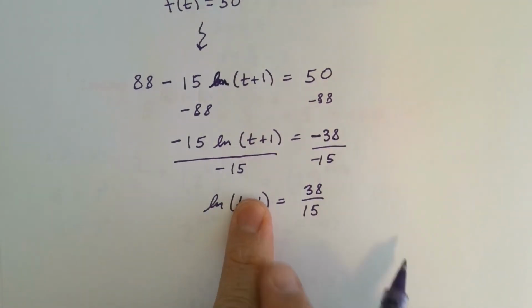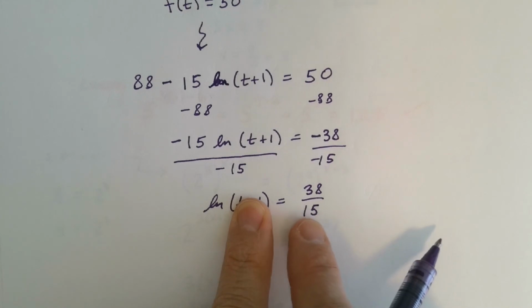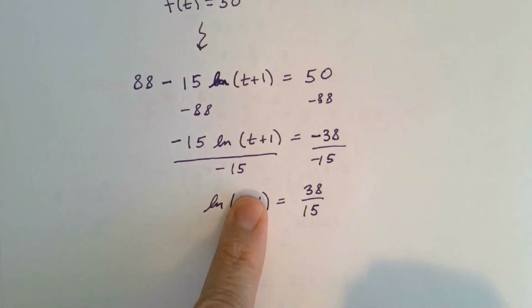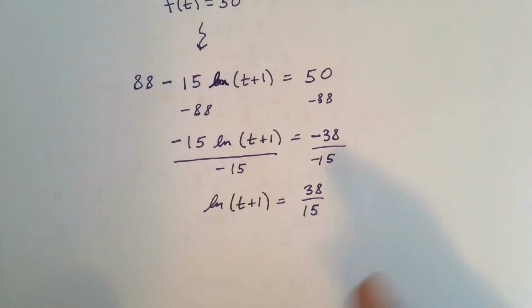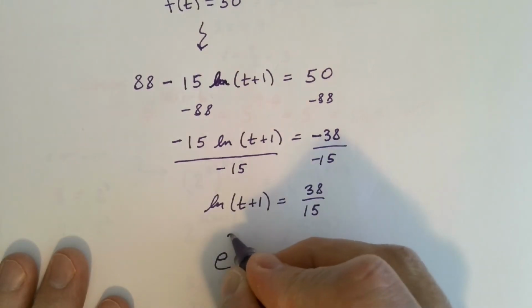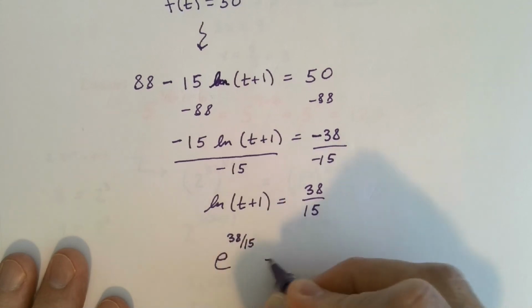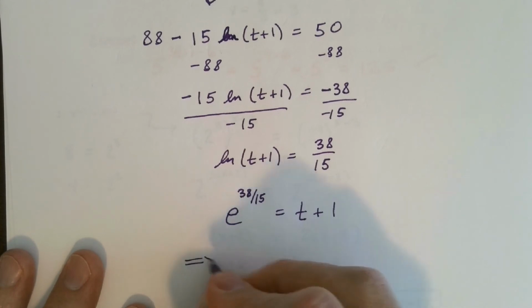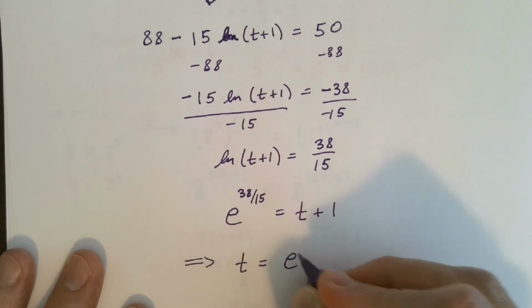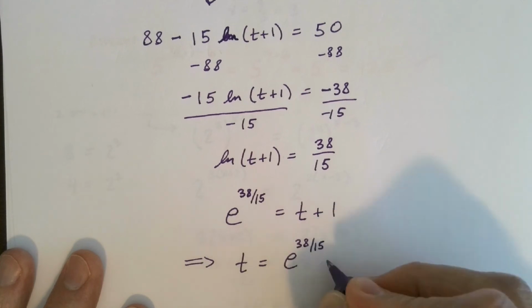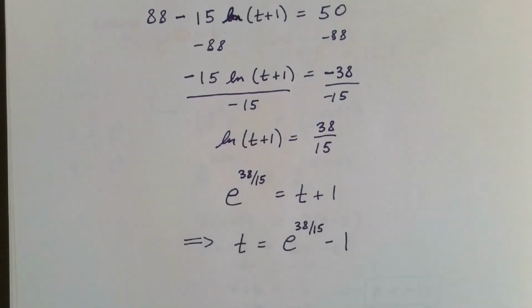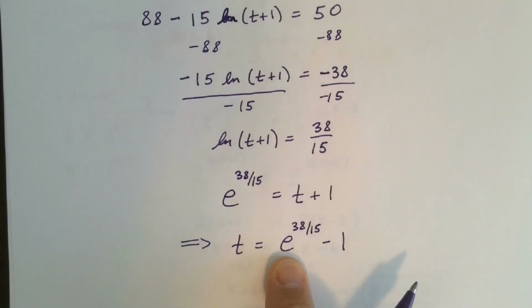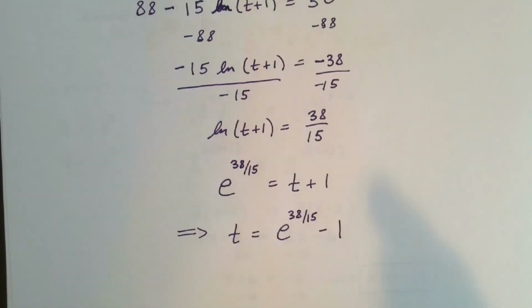But now what? I've got the natural log of something is 38/15. Well, what is this in exponential form? The base is e, the logarithm is 38/15. So e to the 38/15 power is t plus 1. Or, solving for t, it's e to the 38/15 minus 1. There's your answer. But you're not going to tell someone it will take e to the 38/15 minus 1 months. No, this is exact, yeah.